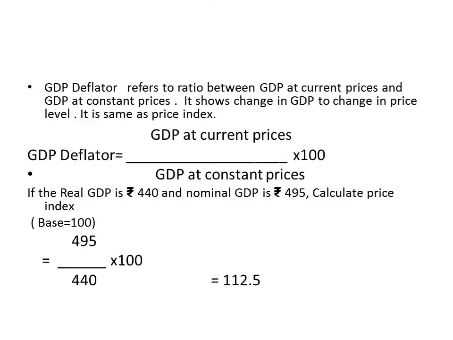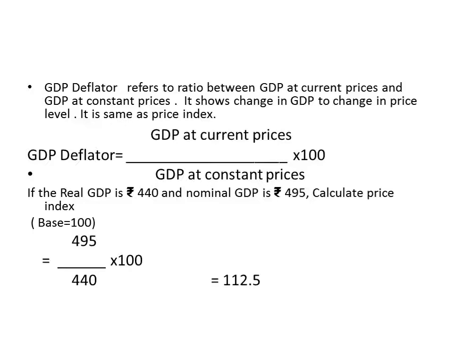Now, what is GDP deflator or price index? You have done in 11th class. GDP deflator refers to ratio between GDP at current prices and GDP at constant prices. It shows change in GDP to change in price level. GDP deflator is equal to GDP at current prices divided by GDP at constant prices into 100.